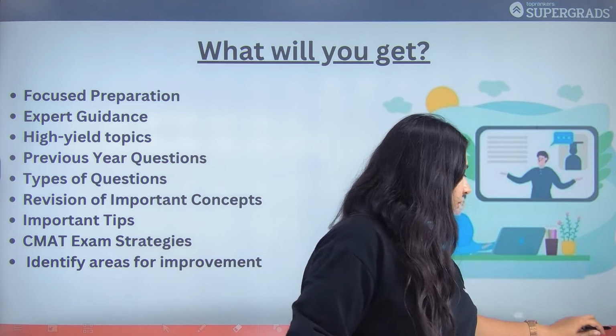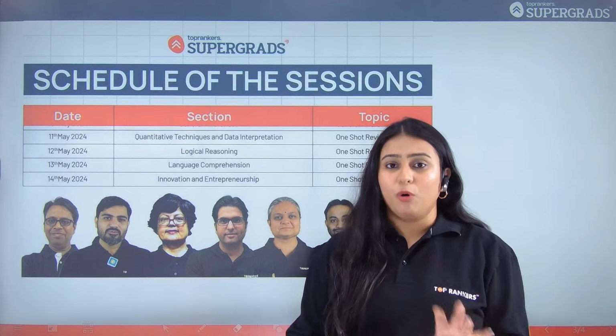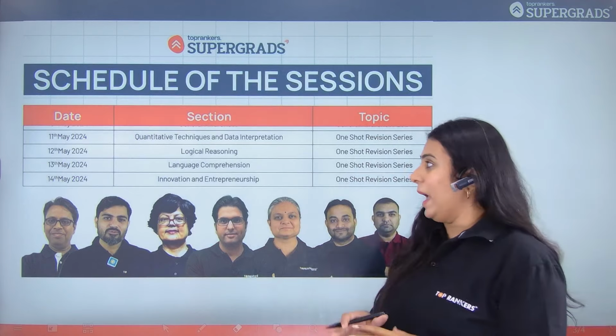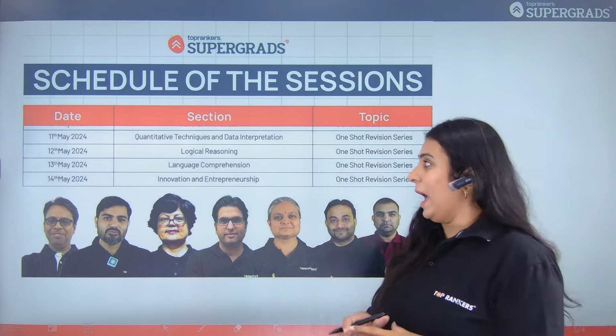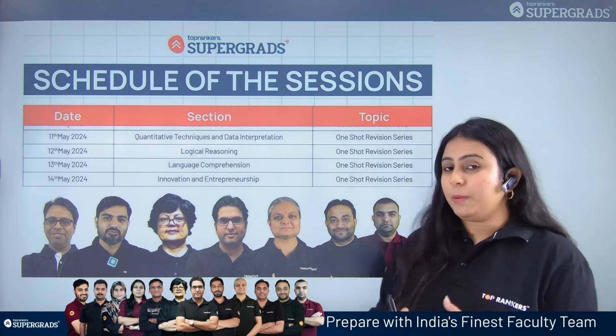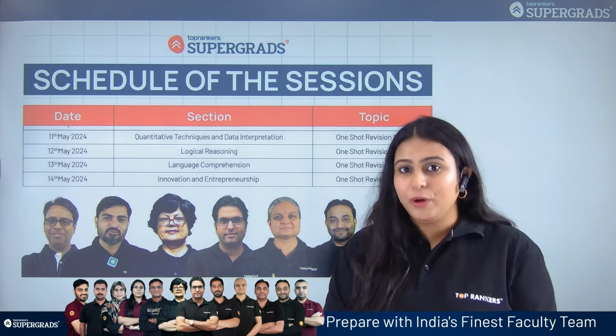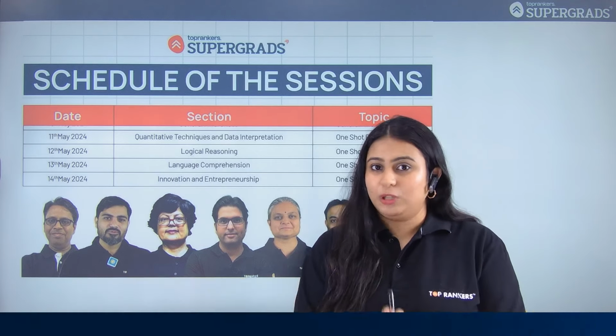Now, this is the schedule of the sessions. From the 11th May, we are starting, that is from tomorrow. On 11th May, you will be having QA and DI. And it will be again one-shot revision series, as I mentioned. 12th May, that is Sunday, you will be having logical reasoning. 13th, we'll be doing a one-shot revision of the language comprehension section. 14th, we'll be doing a one-shot revision of innovation and entrepreneurship section as well.